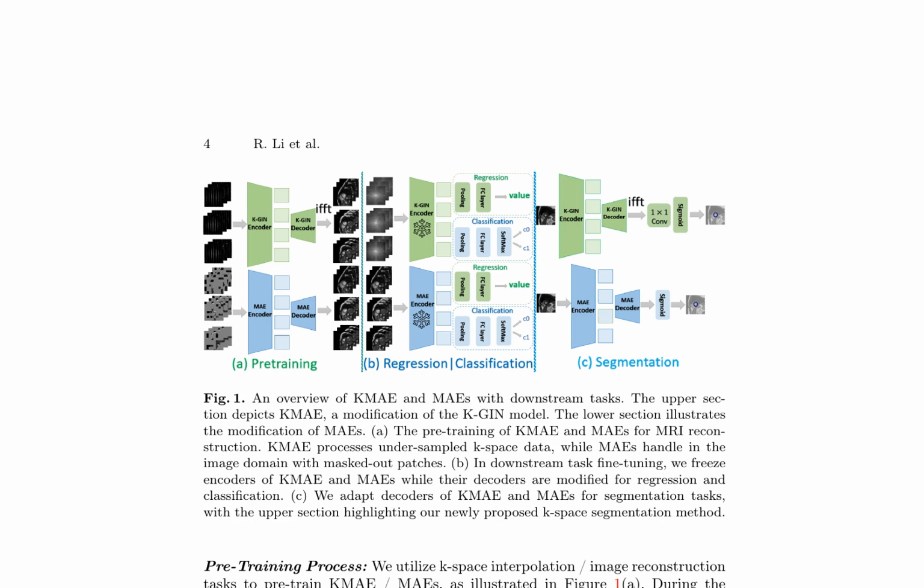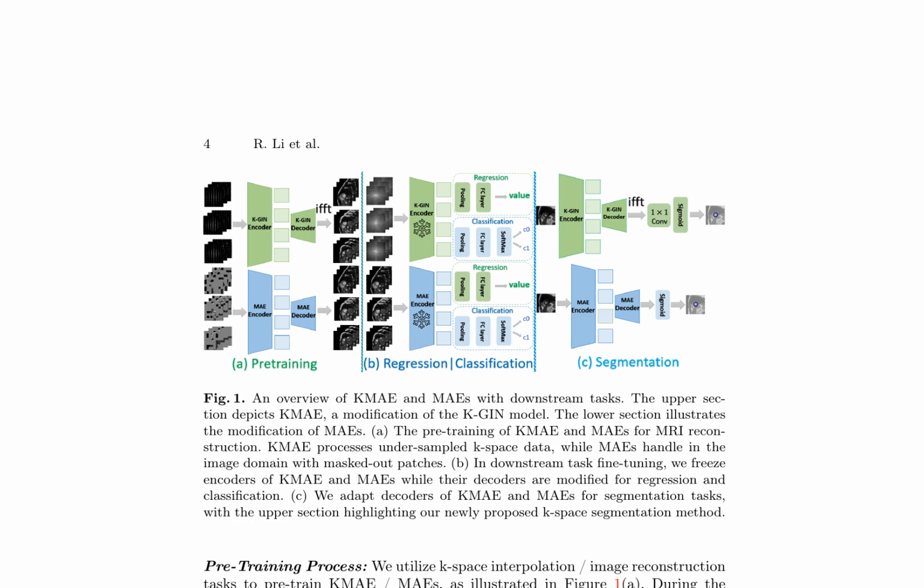KGIN model variants, KMAE and MAEs, have been applied to MRI reconstruction and various downstream tasks, including regression, classification, and segmentation. KMAE processes undersampled K-space data, whereas MAEs handle image domain data with masked-out patches. Both models undergo pre-training via K-space interpolation and image reconstruction tasks, achieving high PSNR values that demonstrate the effectiveness of their encoders in extracting meaningful representations from raw data. This pre-training approach significantly reduces training times and facilitates faster adaptation to downstream tasks.